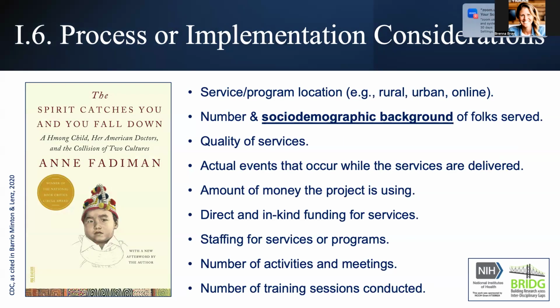So there are a number of different aspects that we might want to consider when we're thinking about developing process or program evaluations. These considerations are bulleted here. I'm going to go through them. So we might want to consider a service or program location. Are we in a rural location, an urban location? Are we trying to give an intervention online? We want to think about the number and sociodemographic background of folks who are served. And I'm going to touch back on this in a moment.